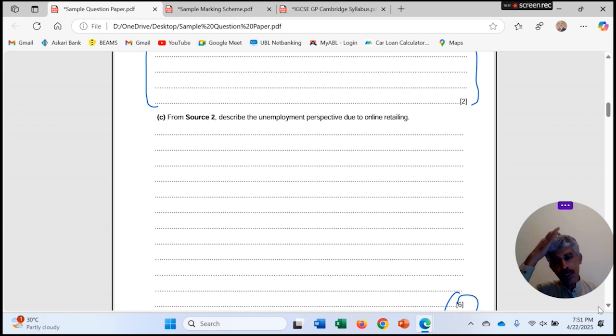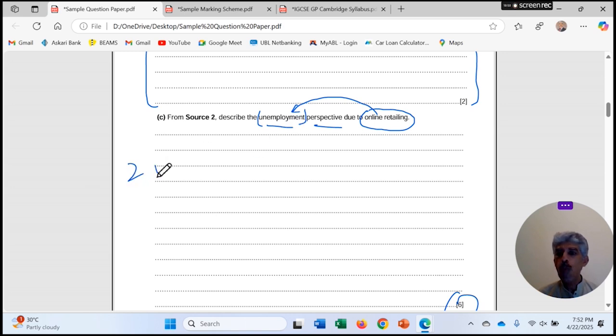Most of the time, the students and even the teachers get confused about this particular question, that what is meant by this perspective. So we are supposed to take the keywords of this question. There are two keywords over here in this particular question: unemployment and online retailing. What is the impact of online retailing on the employment trends? This is what we are supposed to explain in two well-developed points over here.